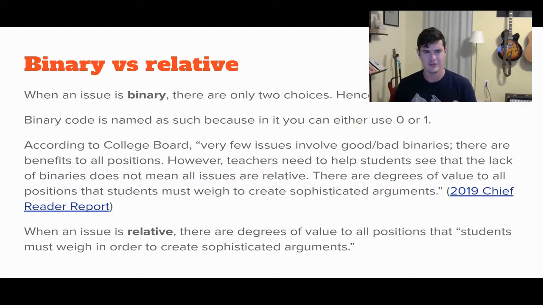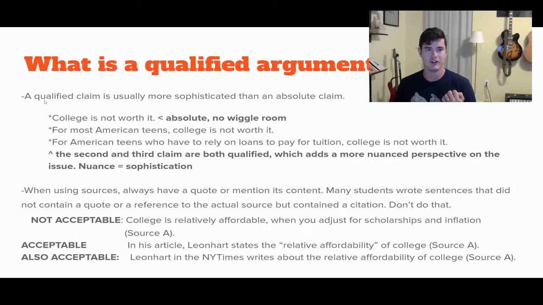We'll look at how that can be applied, and what students must weigh in order to create sophisticated arguments. So that gets to the idea of a qualified argument. A qualified claim or thesis is usually more sophisticated than an absolute claim. And by me saying "usually," I qualified that claim. So for example, an absolute claim would be: college is not worth it, period. Boom. It is not worth it.